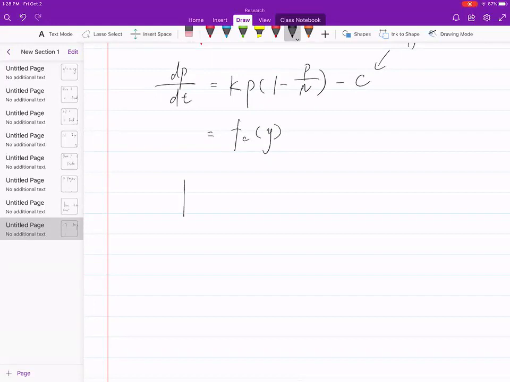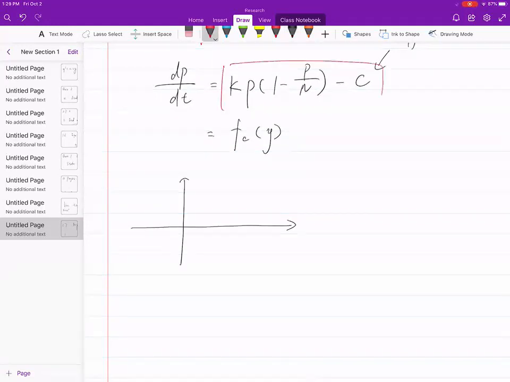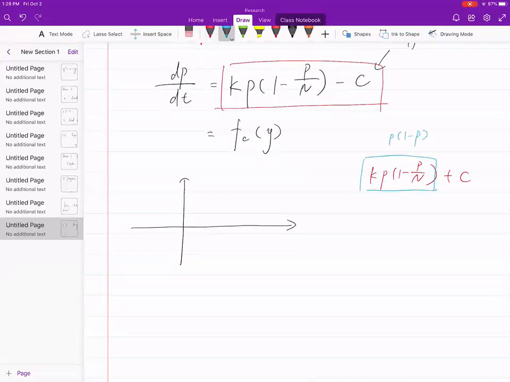Okay. This looks fancy. Now take a closer look. This is basically kP(1 - P/N), plus a constant. Still okay? Now if you focus on the first part, what is this? This is nothing but something that looks like P times (1 - P). If k is positive, this is a quadratic parabola. All right, so the shape looks like this. Now by changing the value of c, you basically move this one up or down.